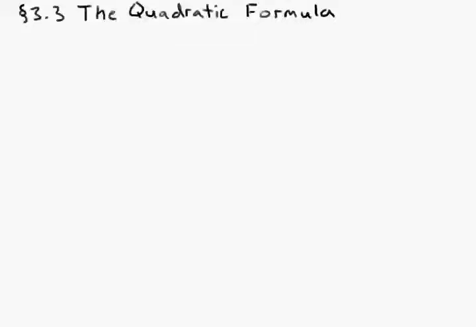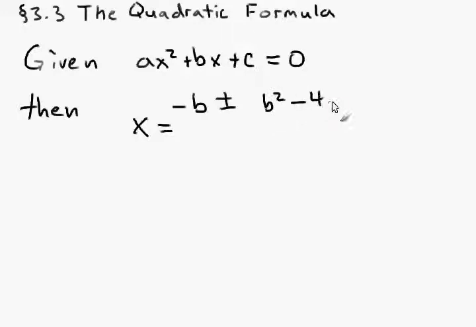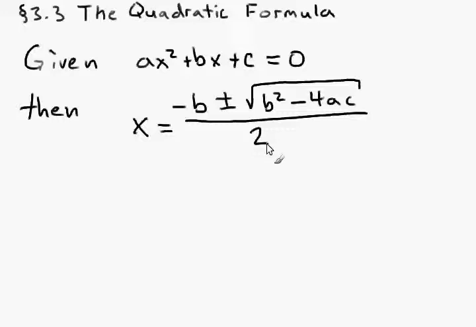In this video, Section 3.3, the quadratic formula. First, we'll go ahead and state the quadratic formula. Given an equation of the form ax squared plus bx plus c is equal to 0, then the solution is x is equal to minus b plus or minus the square root of b squared minus 4 times a times c, and this gets divided by the quantity 2 times a.